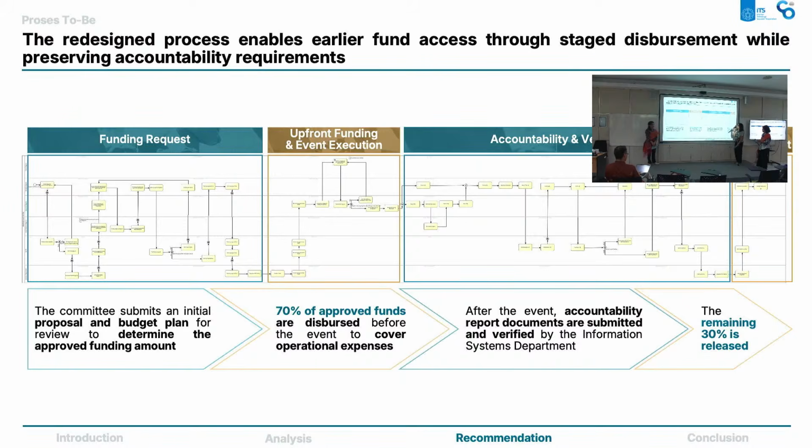The third one, accountability and verification, where the accountability report and financial accountability report documents are prepared and verified by the Information System Department. And then finally, the remaining 30% of funds will be distributed at the final settlement stage. By introducing stage fund disbursement, this redesign provides earlier access to funds while maintaining accountability through verification and the final settlement stage. To further improve efficiency, this redesign is also supported by several automation components.